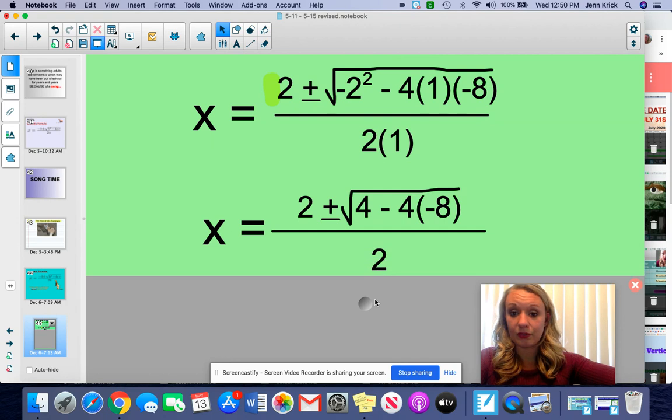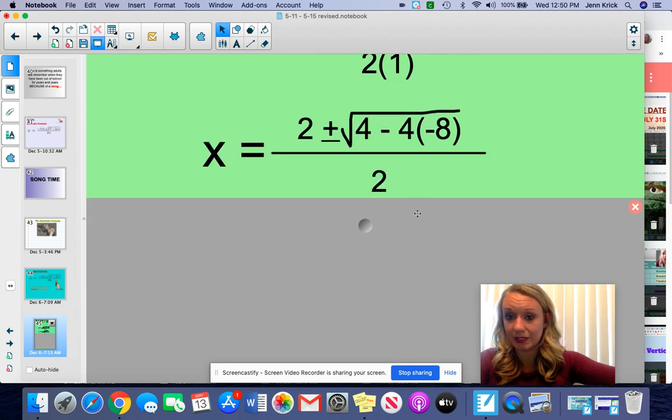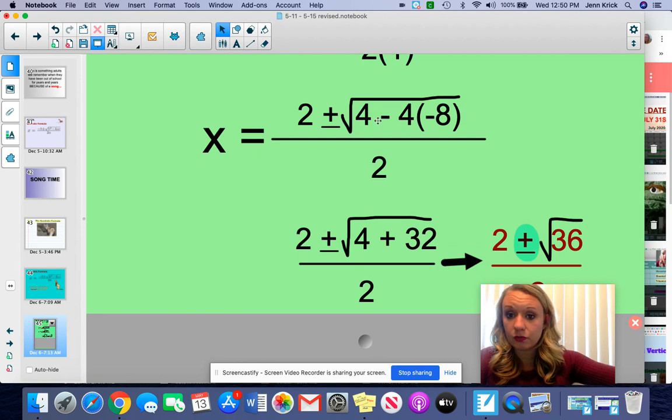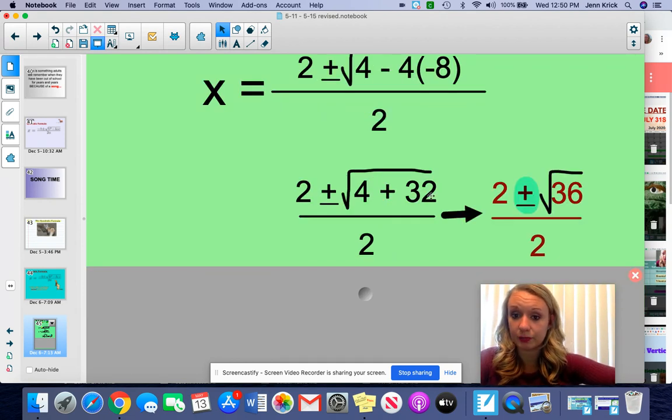Now when I'm simplifying, I've got negative 2 squared, which turns out to be 4. Okay, 4 times 1 is just 4, and then I still have this piece here. Here's what I've got. When I do 4 minus 4 times negative 8, negative 4 times negative 8 is a positive 32, okay? So underneath my radical, I've got 4 plus 32, which simplifies to a 36.